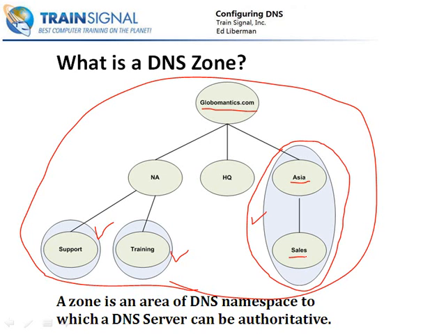sales.asia.globalmantics.com namespace. And the reason why is because by default, any server that is authoritative for a particular zone or a particular area of namespace is also going to be authoritative for any subdomains underneath, unless those subdomains have been specifically delegated out. So here we have a couple of other examples where we have the bottom of the tree, so to speak, support.na.globalmantics.com and training.na.globalmantics.com, which have each been separated out into a separate zone and then delegated to individual DNS servers to be authoritative over that area of namespace.